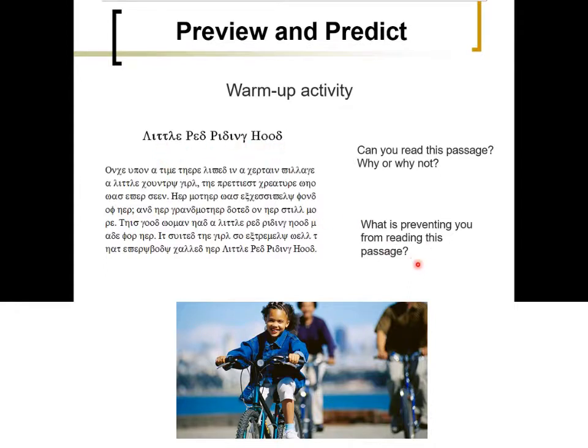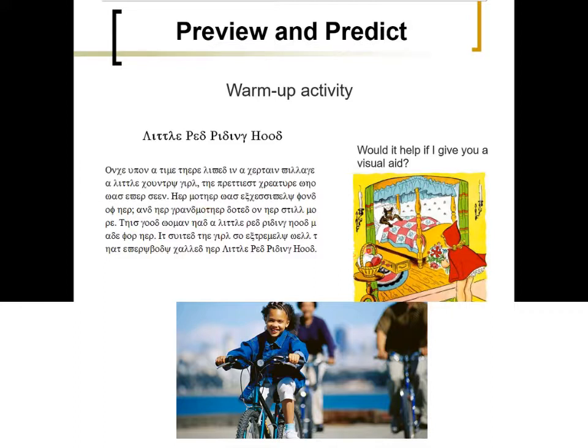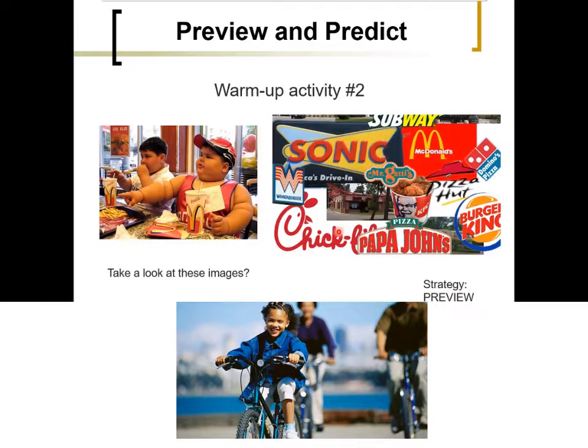So what is preventing you from reading this passage? Maybe because of the alphabets. The writings are not familiar to you. Let's say you have this image shown to you together with this passage. Perhaps by looking at this image, you know that this passage is about Little Red Riding Hood, again, if you are familiar with this story. Okay, let's have a look at the next image.